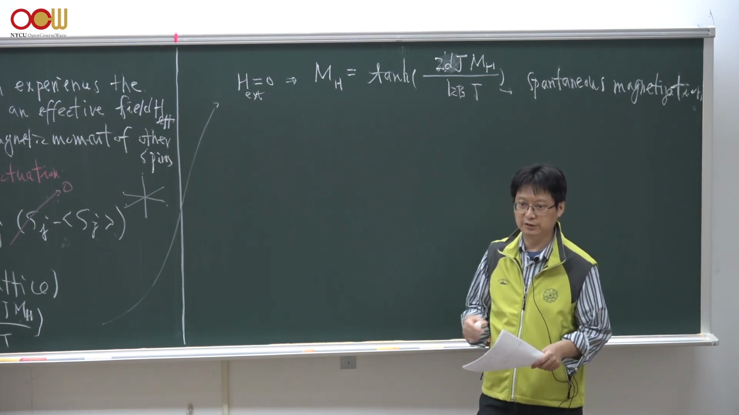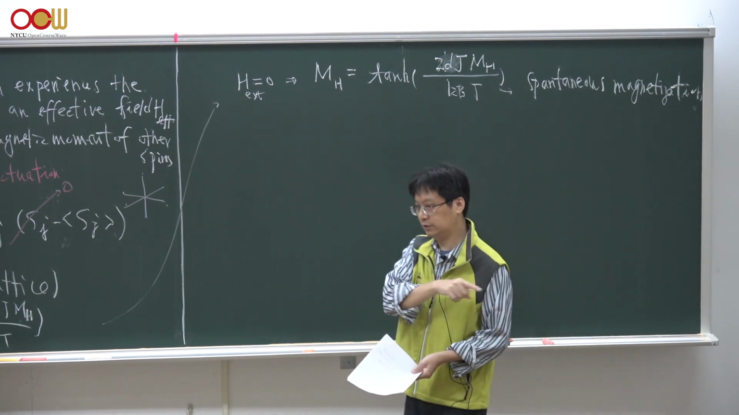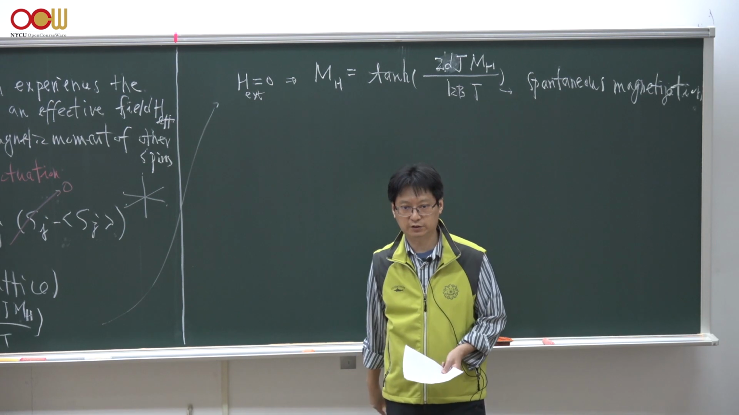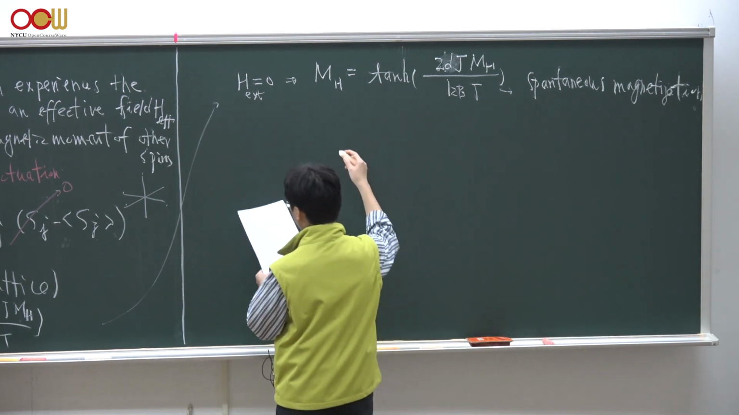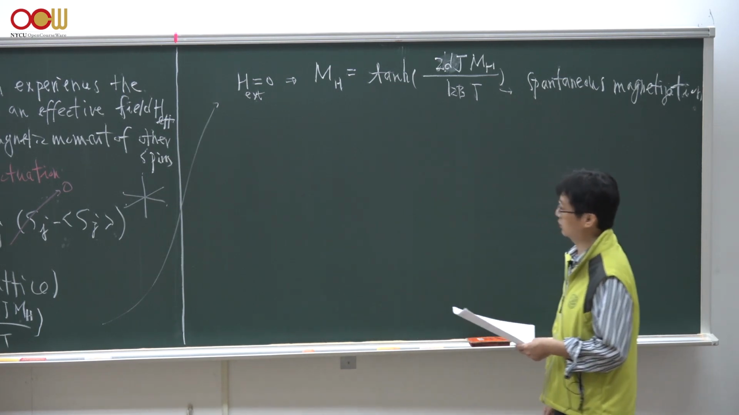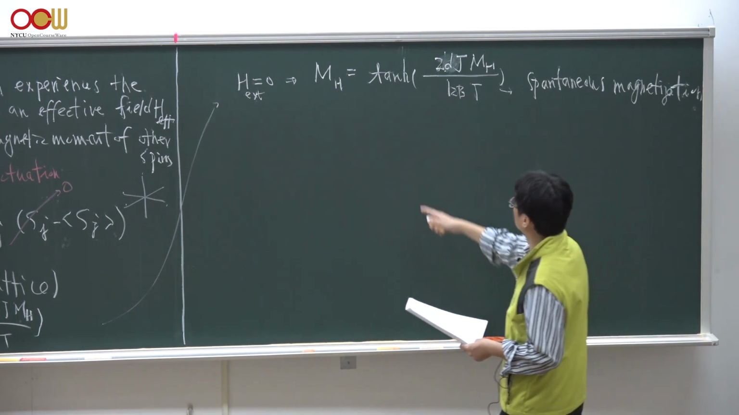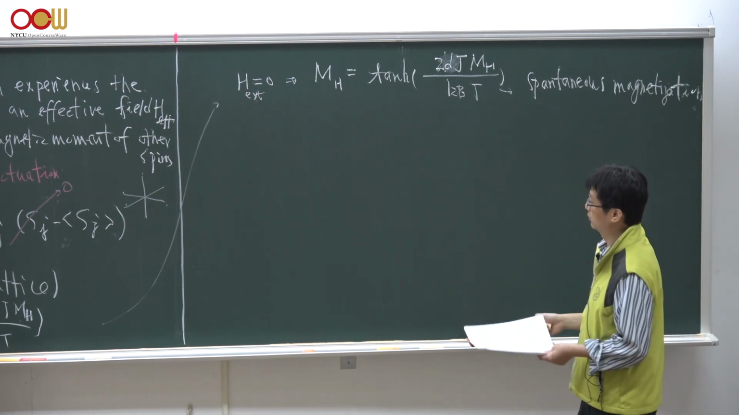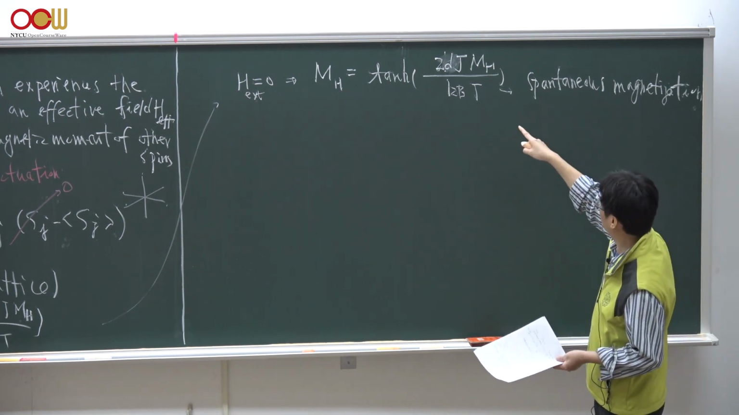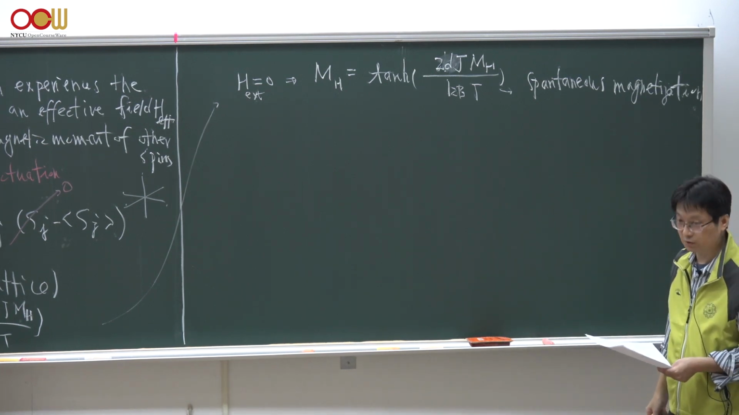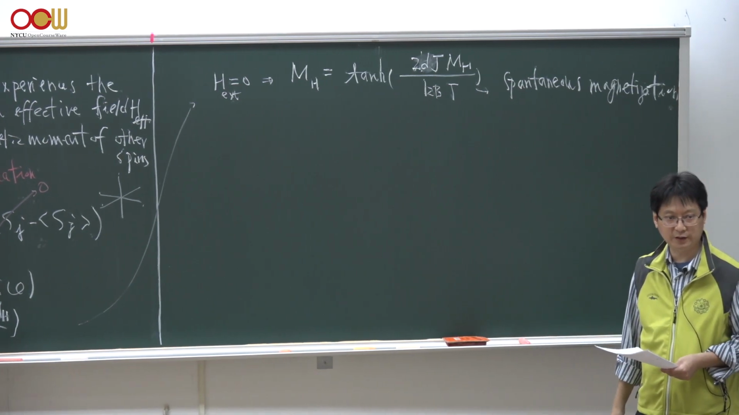Remember that we plot these two functions. One is the straight line, another is the hyperbolic tangent function, and we look for the intersection between these two curves. And that is exactly what we are going to do. In the limit of zero external field, the magnetization can be non-zero in the zero temperature and zero field limit. When that happens, we call this spontaneous magnetization. Remember, that's the essence of spontaneous symmetry breaking.